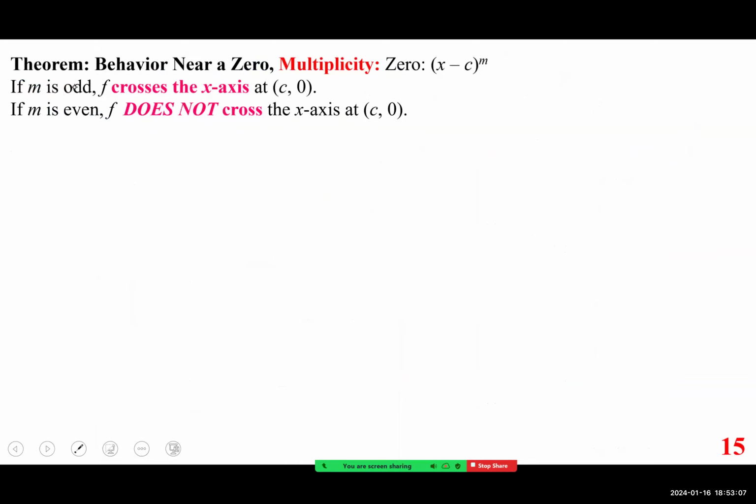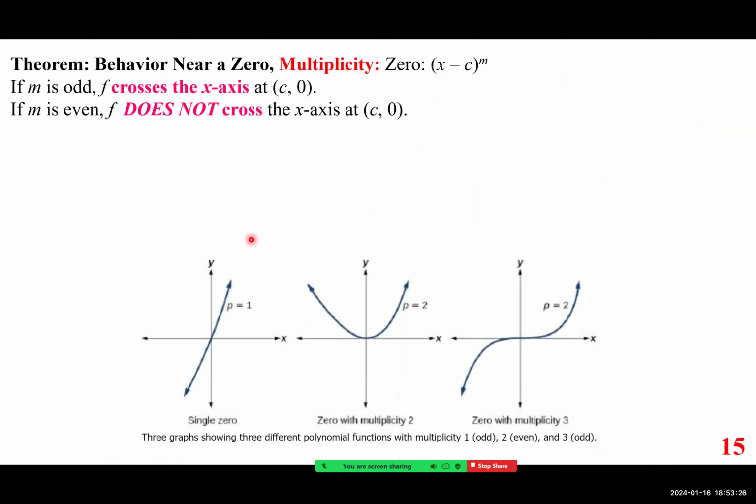We also have behavior near zeros. So the zeros have the following: x minus c to the power of m. If m is odd, f crosses the x-axis at c, 0. If it's even, it doesn't, it bounces back. So single zero, it crosses. Multiplicity 2. What matters is that the multiplicity is even. It doesn't have to be 2. Any even number will bounce back.